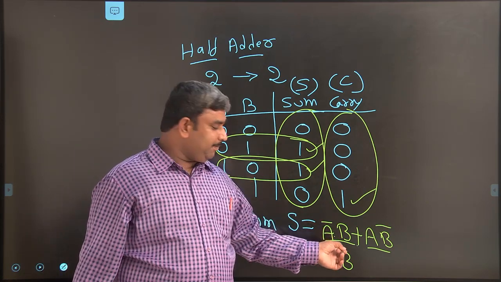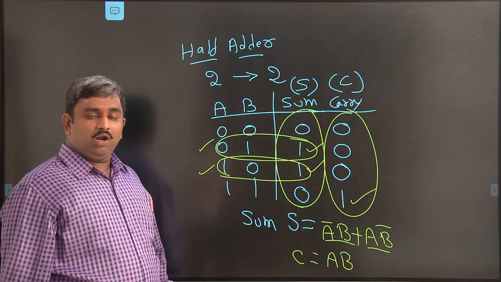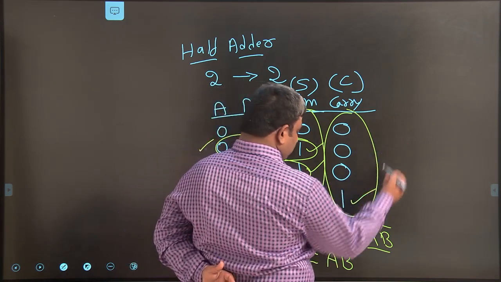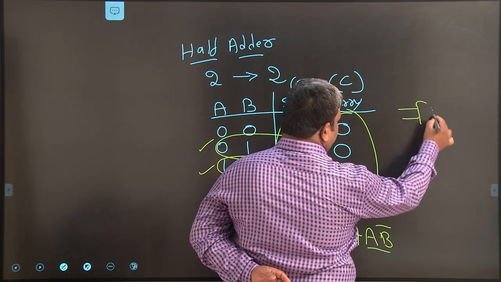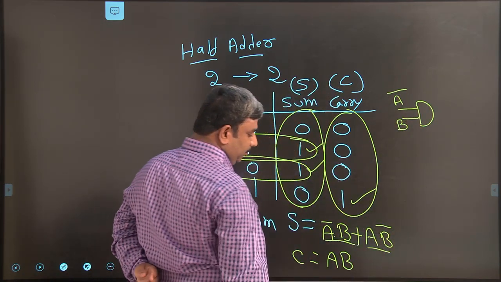I represented A bar B plus AB bar. So this is a sum expression, this is a carry expression. Now I have to draw the logic diagram. It is very simple. So see here, some logic diagram. A bar B: I have drawn an AND gate here, and I am representing one input as A bar and another input as B.